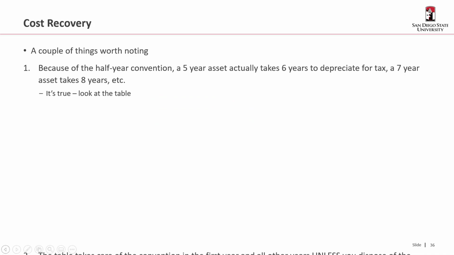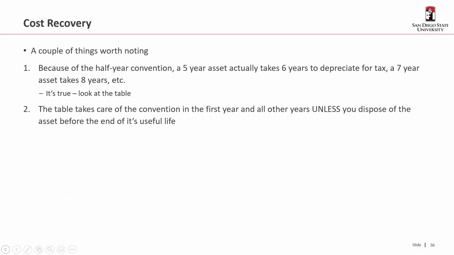Sorry, let's click through that. The second item is knowing that the table takes care of the convention in the first year. We notice we didn't have to multiply anything by half. So the table takes care of the convention in all the years except the year of disposal. So if you dispose of an asset before you've recovered its entire cost, you actually have to do a manual intervention on the table amount because the table has no idea when you're going to dispose of the property, if at all. It basically assumes you're going to hold it till the end. So if you don't hold it until the end, you need to do some sort of manipulation.